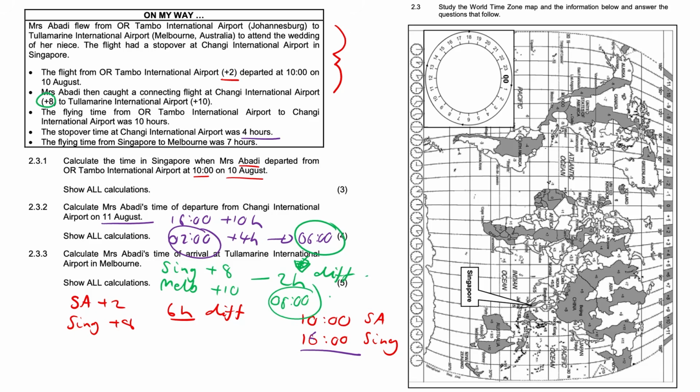But that 8 o'clock is not our final answer. We need to factor in the flying time. So 8 o'clock in the morning plus an additional 7 hours. 8 plus 7 is equal to 15. So 15 o'clock, it's going to be 3 p.m. Final answer, final answer.